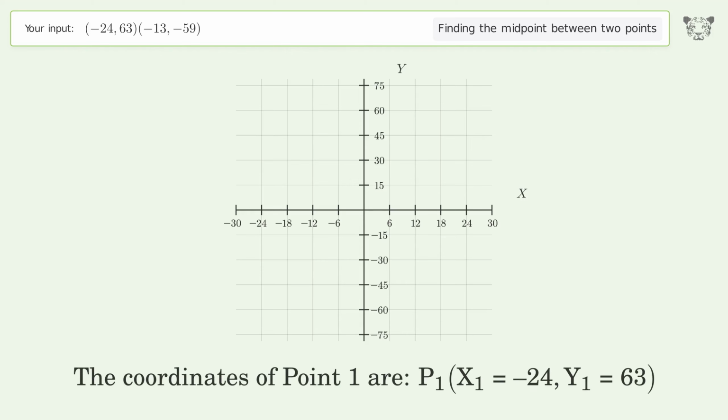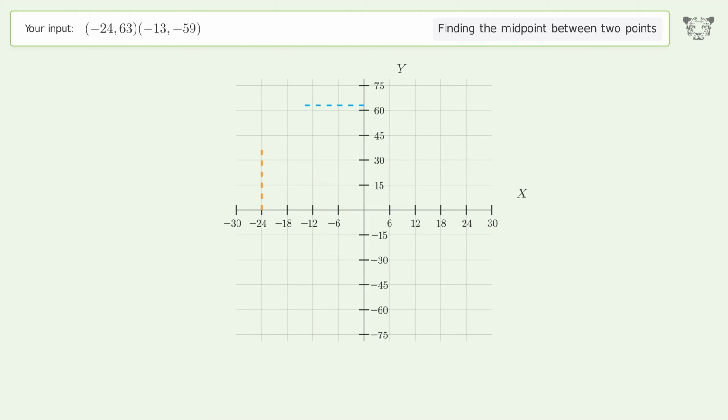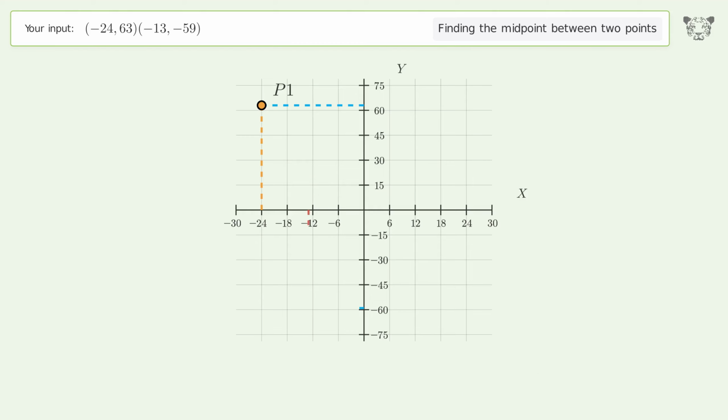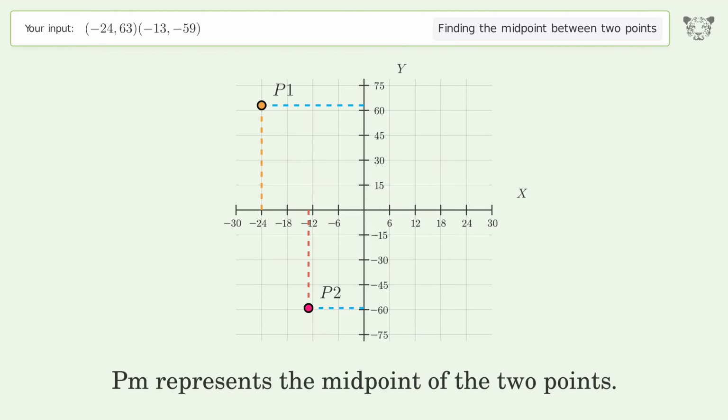The coordinates of point 1 are, x1 equals negative 24, y1 equals 63. The coordinates of point 2 are, x2 equals negative 13, y2 equals negative 59. PM represents the midpoint of the 2 points.